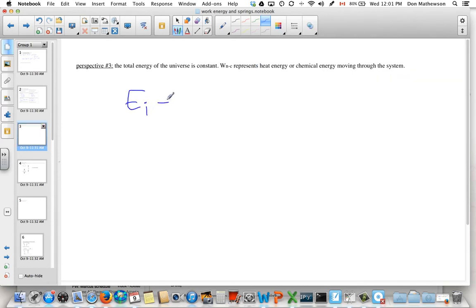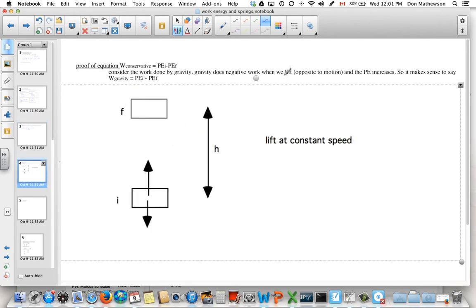So if we go back to our previous formulation, mechanical energy plus the work by non-conservative forces equals final mechanical energy. This is just other forms of energy. It's thermal energy, it's chemical energy that are moving into or out of the system. And so the second and third perspectives are essentially the same. One says mechanical energy of the system changes when there's non-conservative work. This one just says the total energy, in all forms, for the universe must be the same. Let's just quickly prove those two relationships.